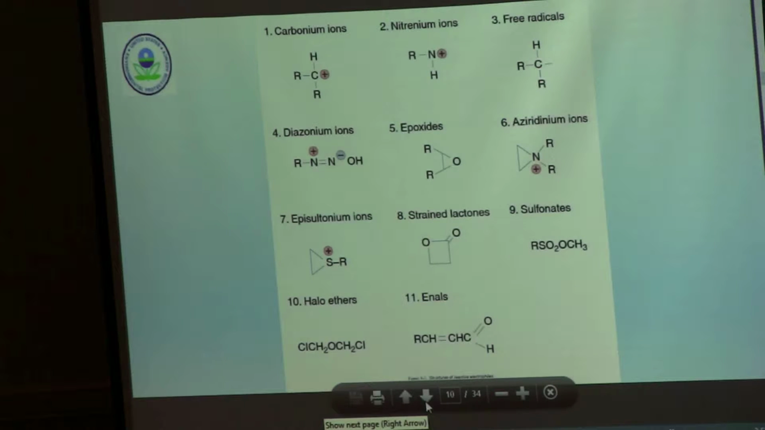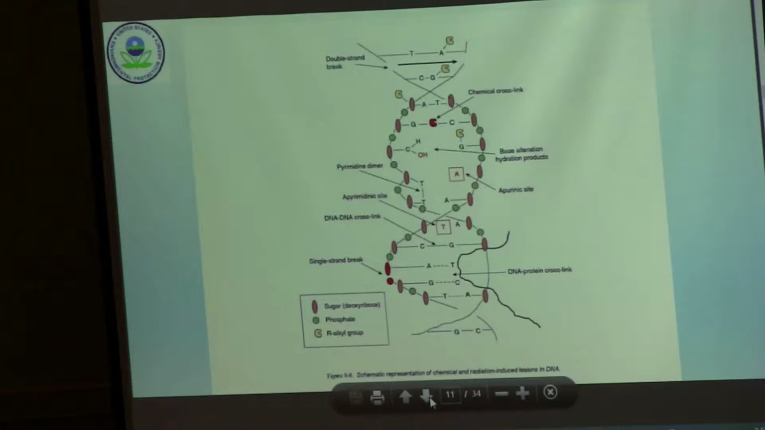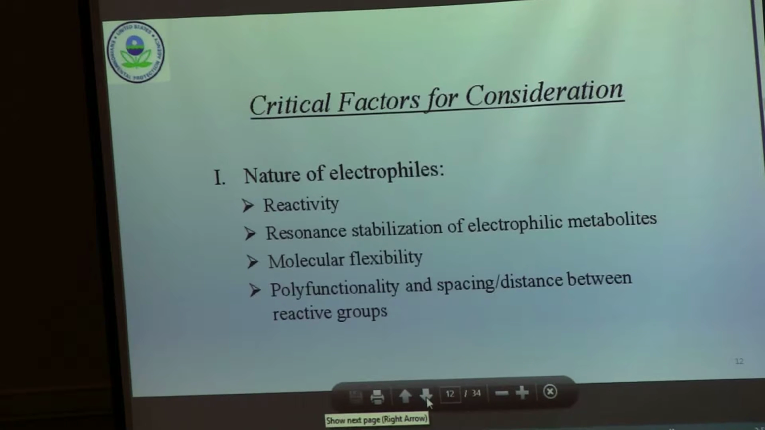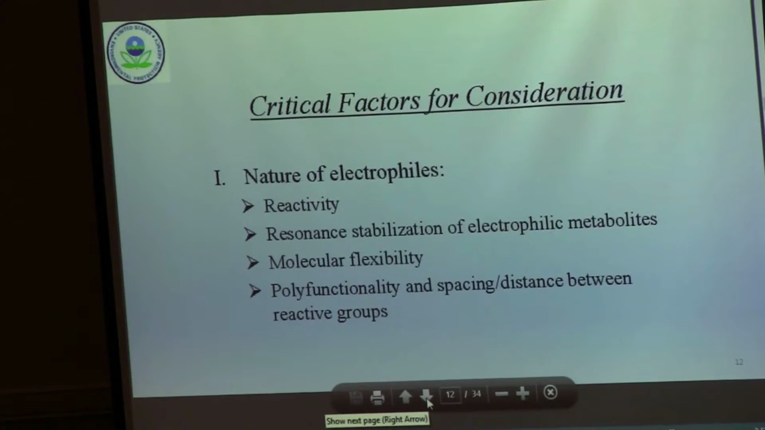Virtually all genotoxic carcinogens, either spontaneously or after metabolic activation, generate electrophilic species. They bind covalently to the nucleophilic sites of DNA, as shown here. But although a chemical may contain or have the potential to generate electrophiles, it doesn't mean that it is always carcinogenic.